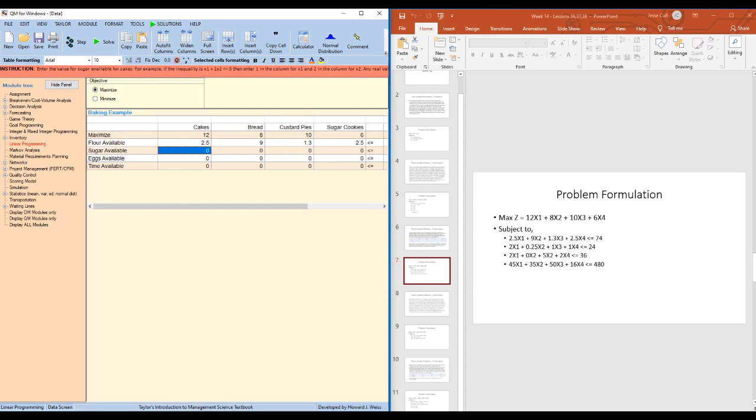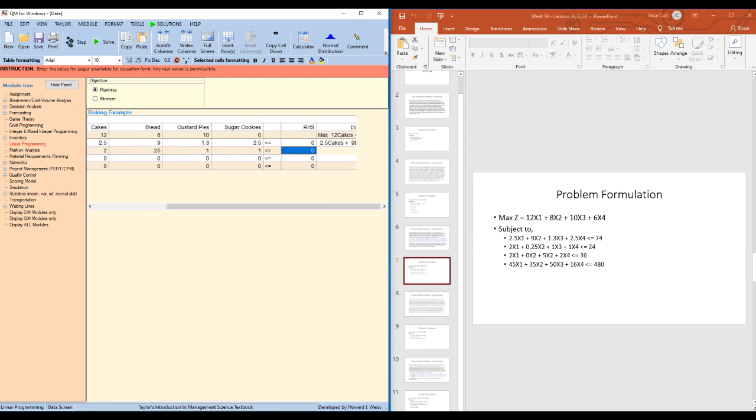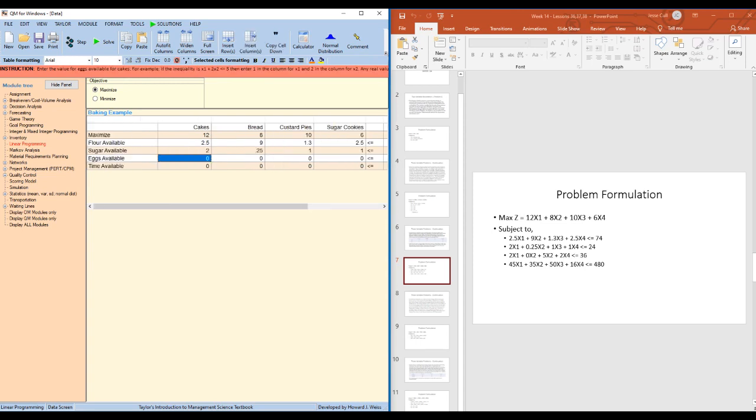We do the same for sugar, 2, 0.25, 1, 1. We do the same for eggs, 2, 0, 5, and 2. Then finally for time, one more time, 45, 35, 50, 26.